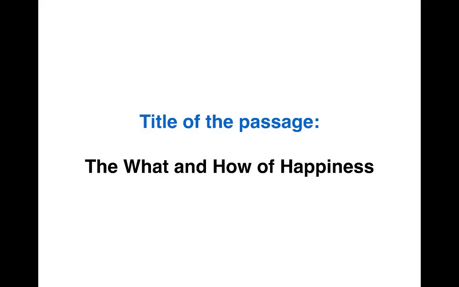So the first thing we do is look at the title of the passage. We always do this, and the title is The What and How of Happiness. So this reading is about happiness. Next, we don't read the full passage, that would waste too much time. We go straight to the questions.